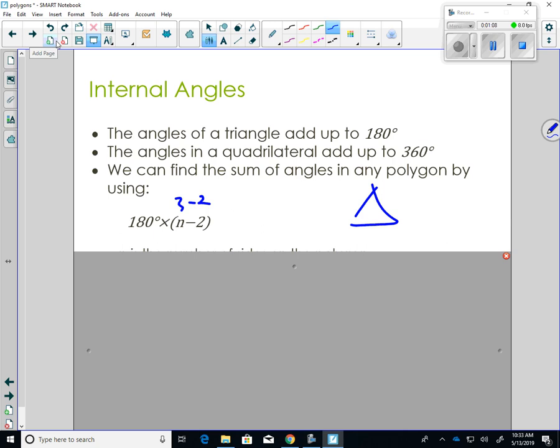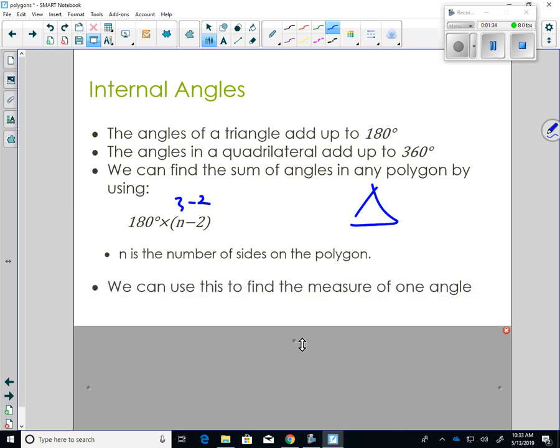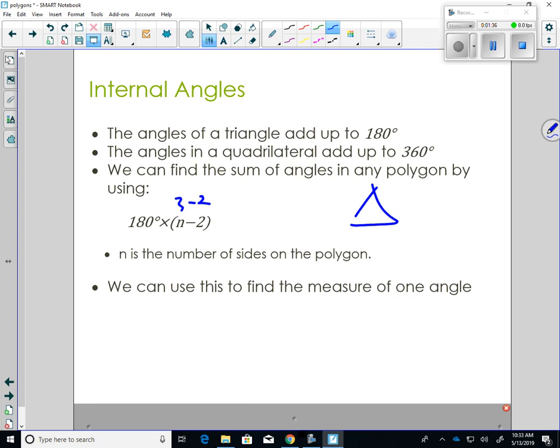So the angles of a triangle add up to 180. Angles in a quadrilateral add up to 360. We can find the sum of angles in any polygon by using 180 times n minus 2, where n is the number of sides in a polygon. And we did a little bit of that already. I think I handed out that sheet, the one with the angles on it? So if you didn't get that, you can get that. We can use this to find the measure of one angle.